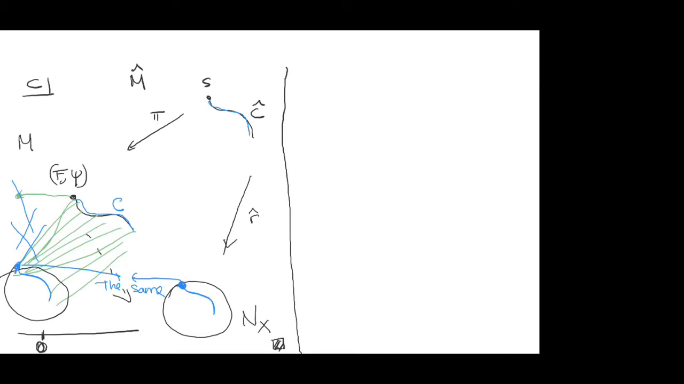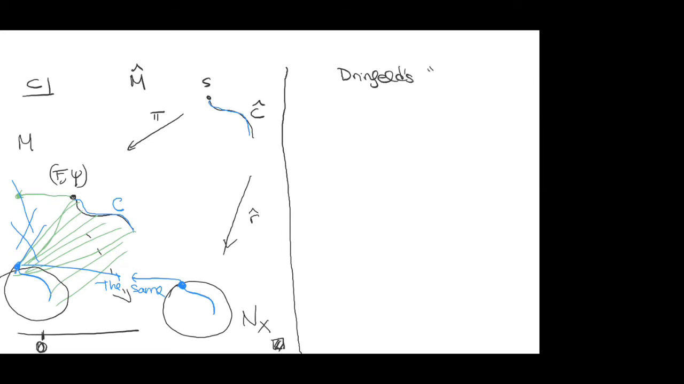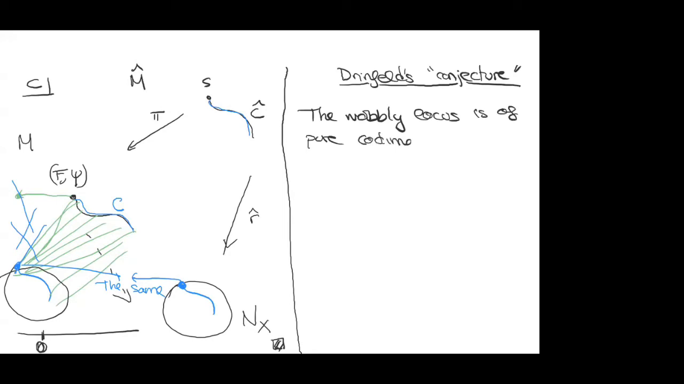Okay. So let's move on to Drinfeld's conjecture. Let me read it like this because I firmly believe he did prove it, but just the proof is not available. So the statement is the following: the wobbly locus is of pure codimension 1.